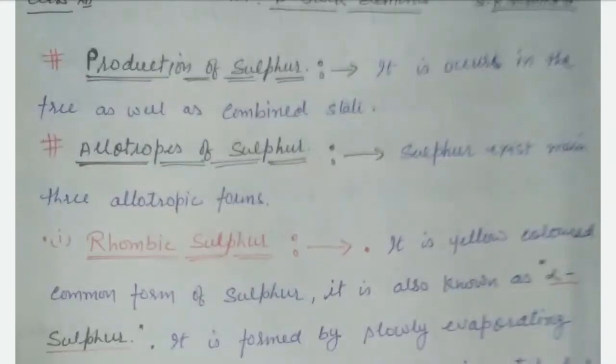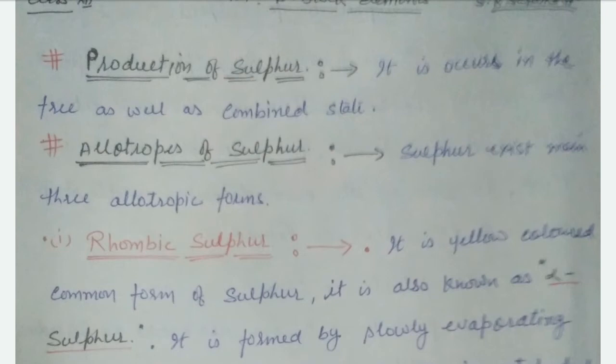Hello student, today we are going to discuss production of sulfur in P block element. Sulfur occurs in nature in the free as well as the combined state. In the free state, it occurs in the allotropic forms of sulfur.